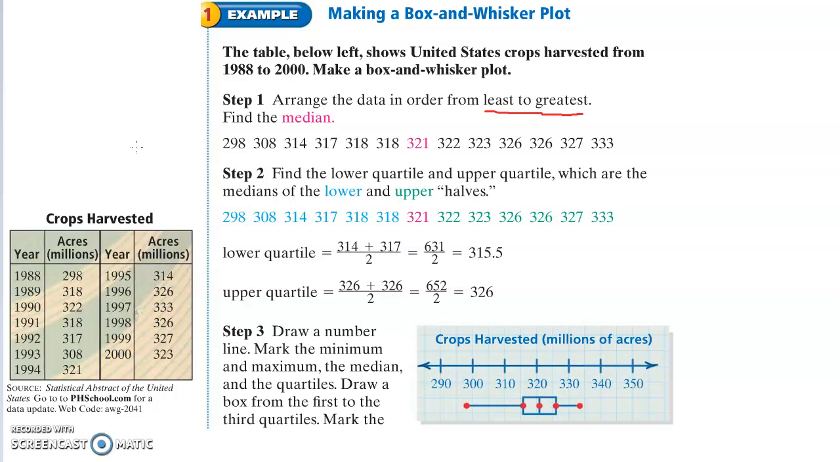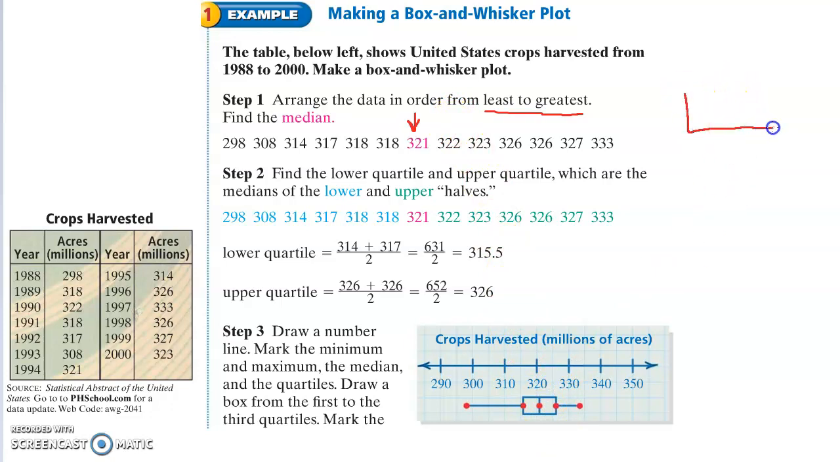Then we're going to find the median of all of these numbers. If you remember from the last lesson, the median is a number that's directly in the middle. There's 1, 2, 3, 4, 5, 6, 7, 8, 9, 10, 11, 12, 13. There are 13 numbers, which is an odd amount, so there's going to be a number directly in the middle. And this number, 321, is the median. So 321 is going to be the center of our box.